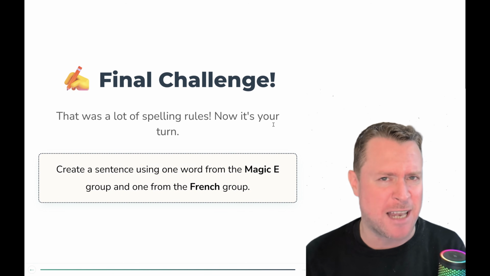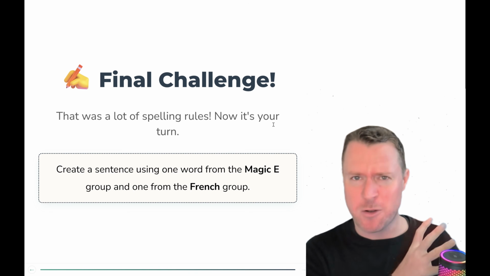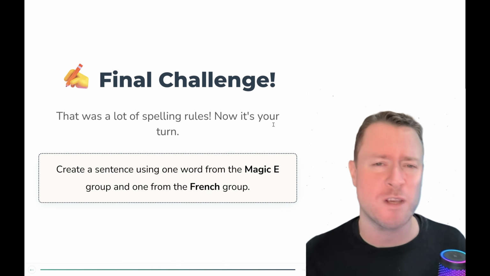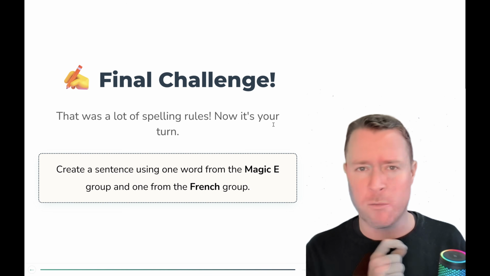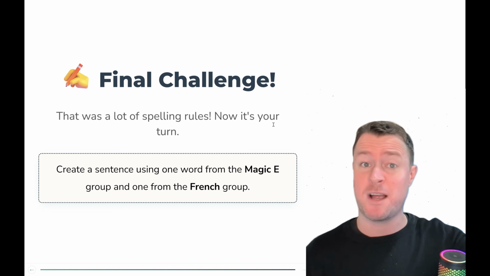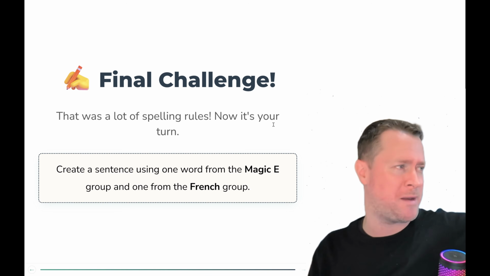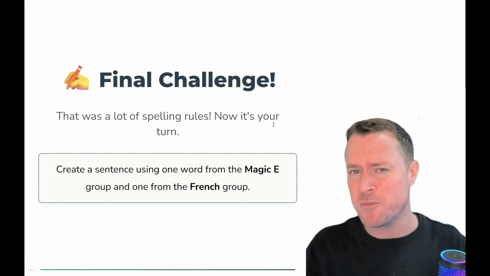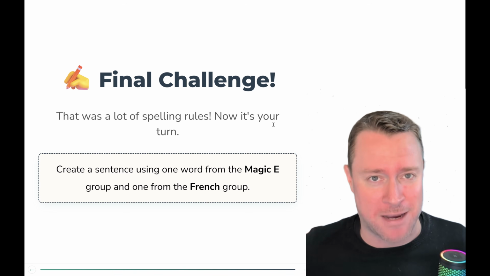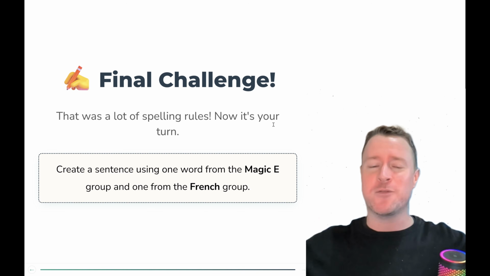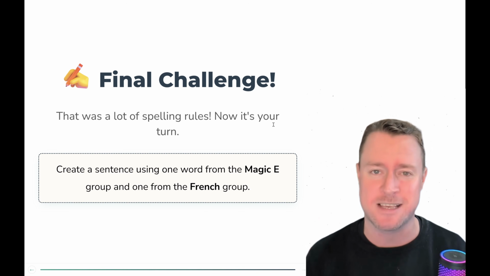I have a final challenge for you, though. There was a lot of spelling rules in there, but can you create a sentence using words from each section that we've learned today? Maybe you can combine the magic E group and the French group and another group and another group and see if you can make a sentence, and I will check your comment and write a comment back to you.